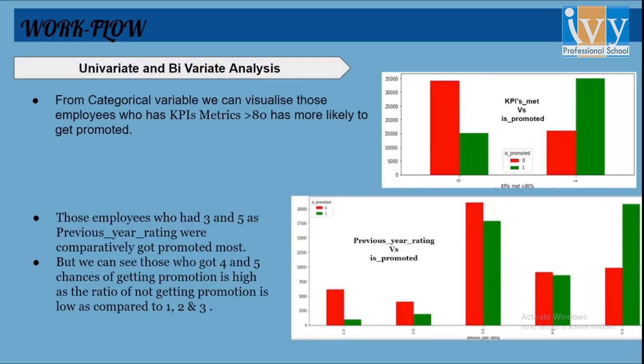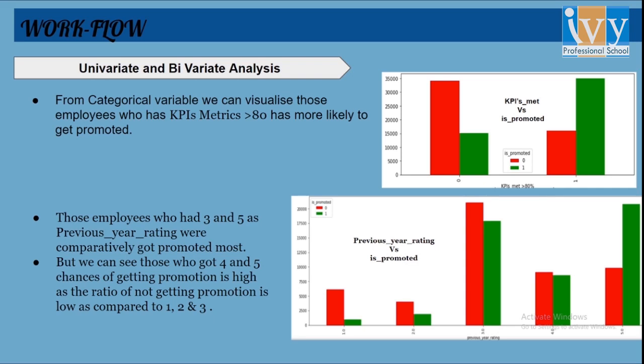So we can say that the average training score variable is more influential to the target variable than age. Okay, one more univariate and bivariate analysis. What I'm discussing here can be treated as insights for the business side. You can see the grouped bar plot that I have plotted here. From the categorical variable, we can see that employees who got KPI metrics greater than 80 are more likely to get promoted. You can easily identify this in the grouped bar plot for KPI metric and is_promoted.